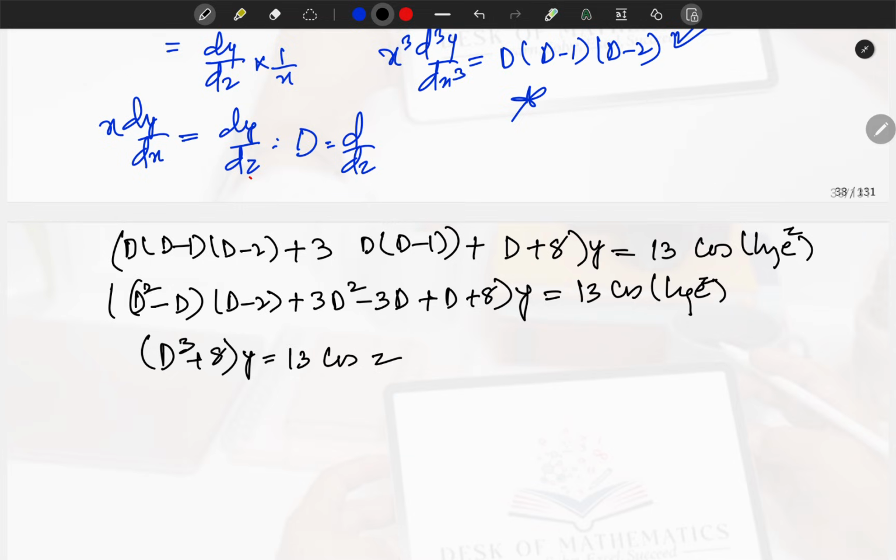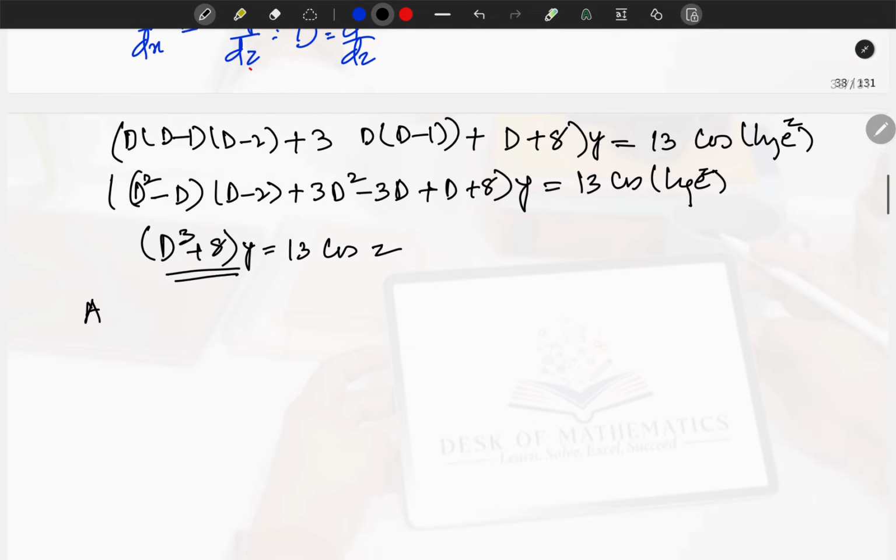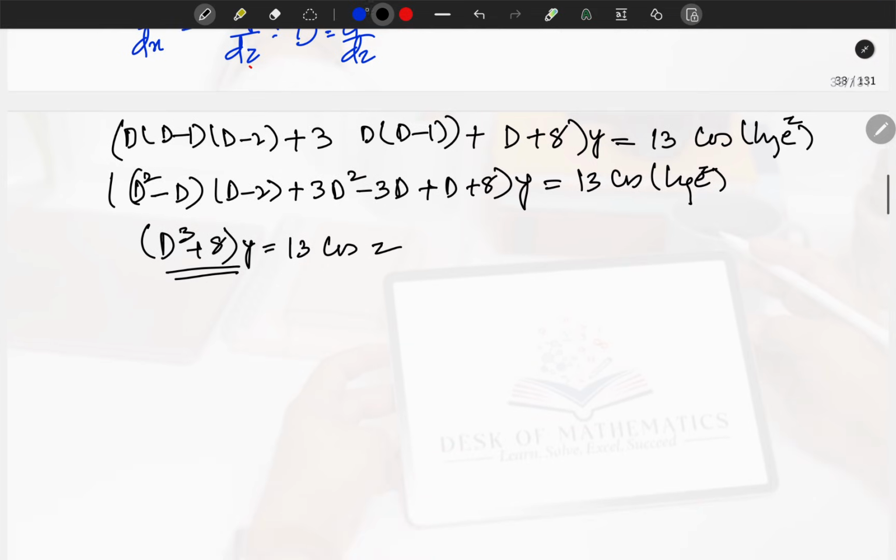Now in this cos of z, we will check that the coefficient is now constant. So check the auxiliary equation. The auxiliary equation is m cube plus 8 is equal to 0. Find the m and find the particular integral, replace the z, and you will get the solution. You have to follow the previous method.